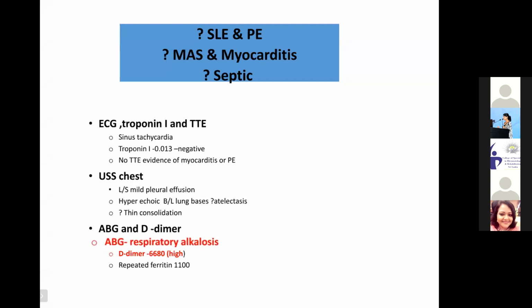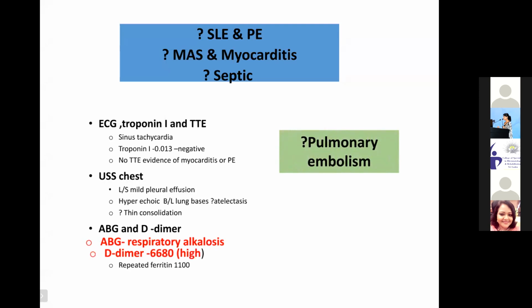Her ABG revealed respiratory alkalosis, the D-dimer level was high, and the repeated ferritin was 1100. And these investigation findings suggested a possibility of acute pulmonary embolism.